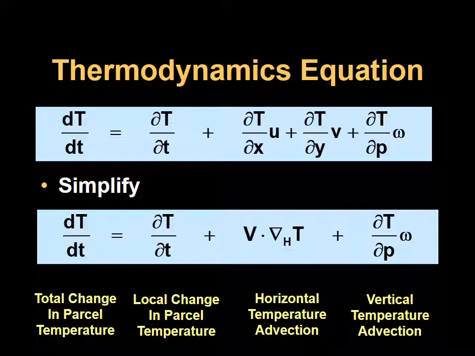So here's our equation for the total change in parcel temperature. We're just going to rewrite it and simplify it. We're going to say that the total change in parcel temperature, in other words, following the parcel, the change in temperature with time, is equal to the local change in temperature with time, plus the temperature that changes as a result of the movement of the parcel, the horizontal temperature advection, and then also the vertical, as the parcel moves vertically, temperature changes also. So that's your vertical temperature advection.